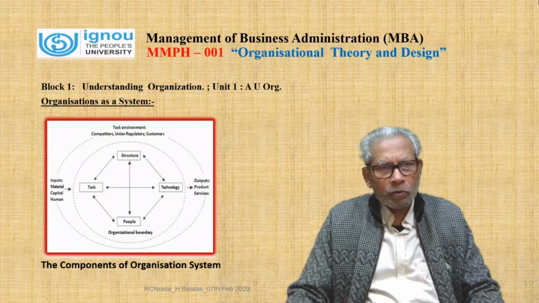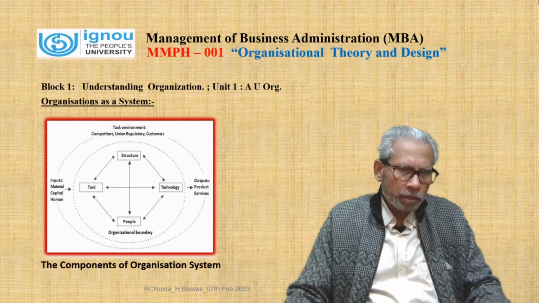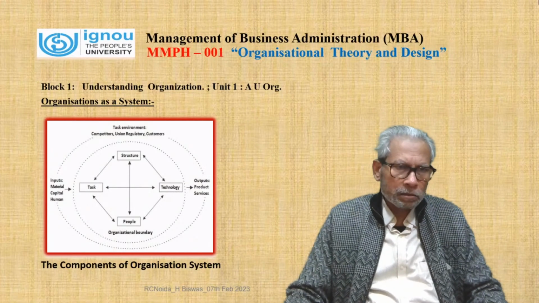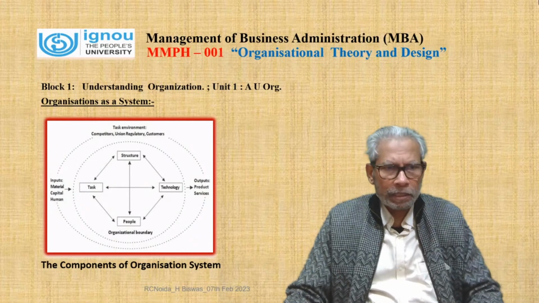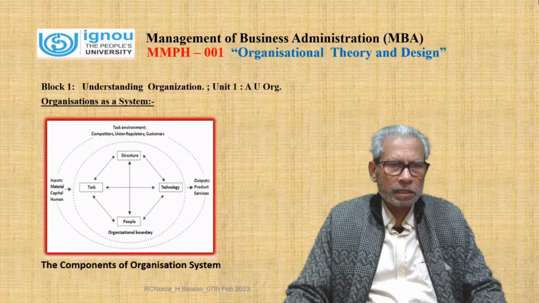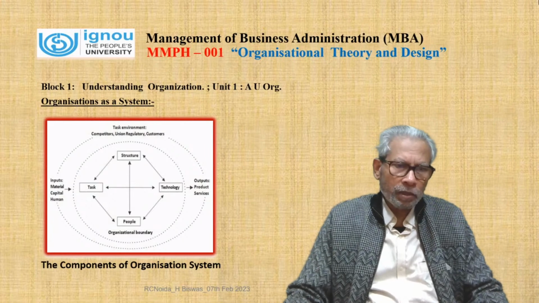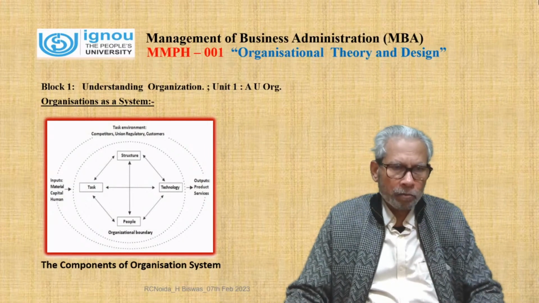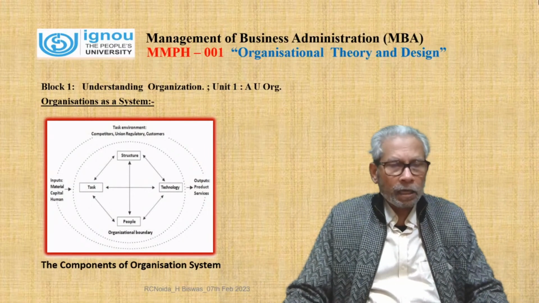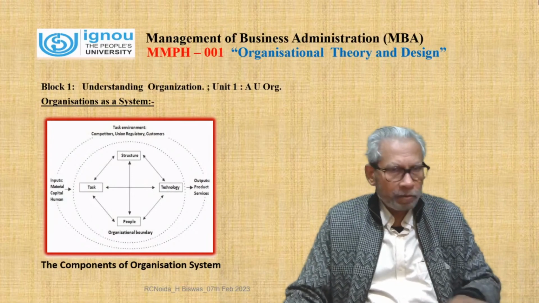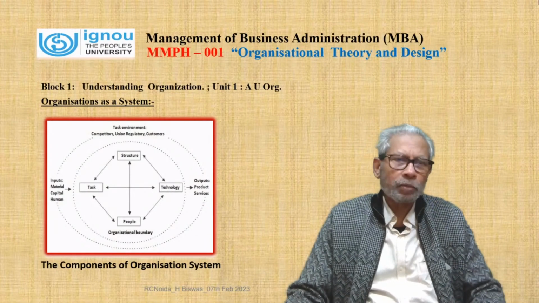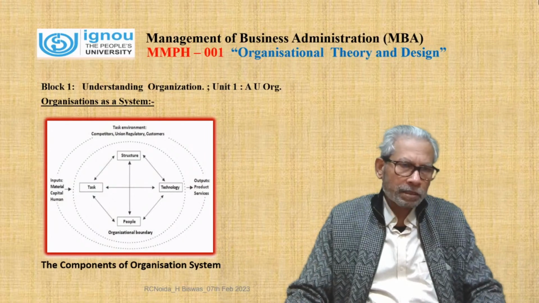From this diagram, it will be more clear. You see there is a component of the organization system. As we say, there are the major four components: structure, technology, and people. Then after that, some boundary is there. The first boundary you can see is where the four components' activities take place internally.